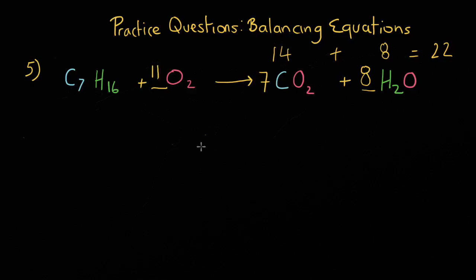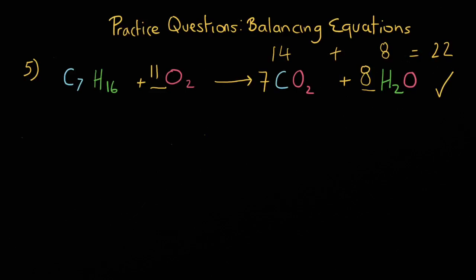Okay, so we don't have any half numbers here, which is great, which means that the equation is now balanced. If we did have a half number, we would have to take another step and multiply the whole equation by 2. But in this particular instance, the equation is balanced. So just to summarize, we've got 7 carbons on the left, 7 carbons on the right, 16 hydrogens on the left, 8 times 2 gives us 16 on the right.